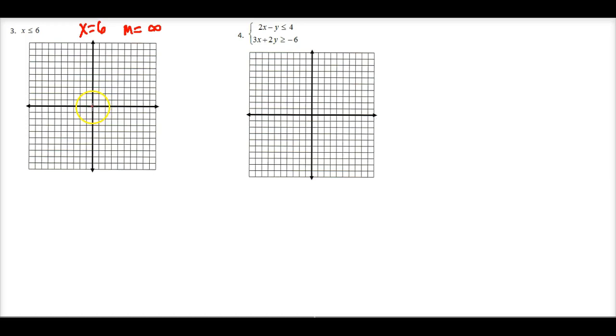So starting at the origin here, we go 1, 2, 3, 4, 5, 6. So we know that the point (6, 0) is on there, (6, 2) is on there, (6, 4), (6, 6), (6, 8), as well as (6, negative 2), (6, negative 4), so on and so forth. Since our sign here is less than or equal to, we need to have a solid line here. So we're going to draw a solid line going through all of these points.